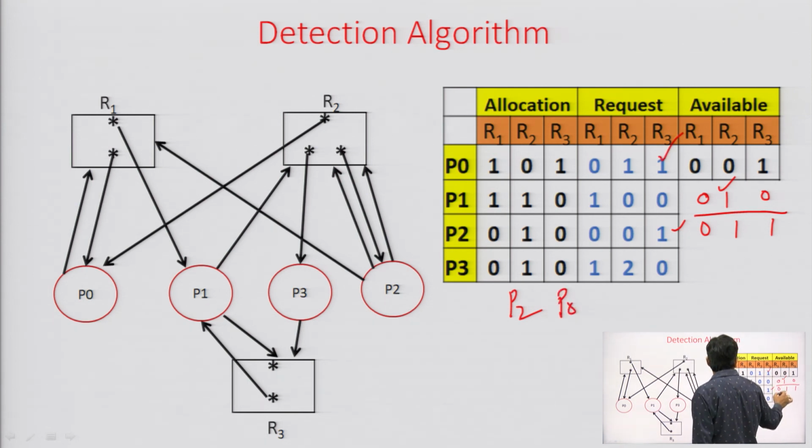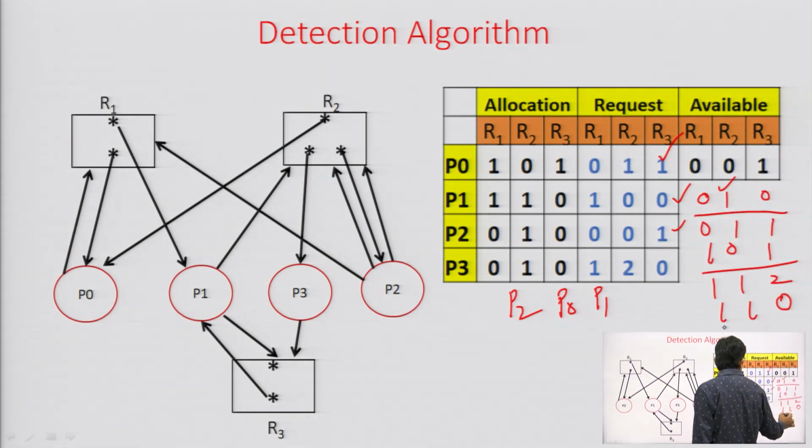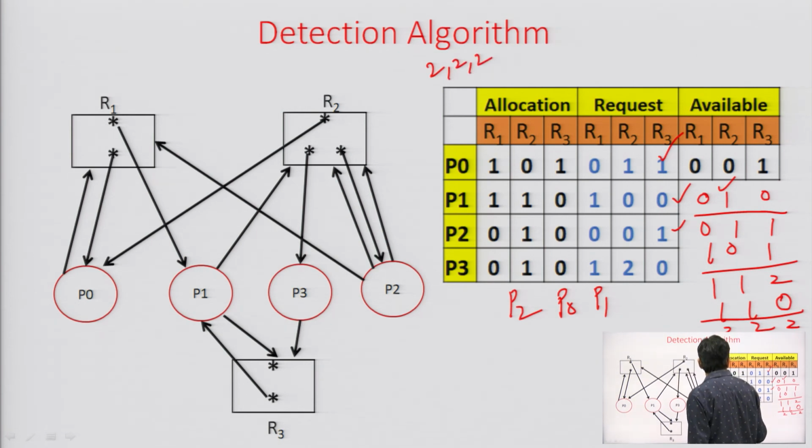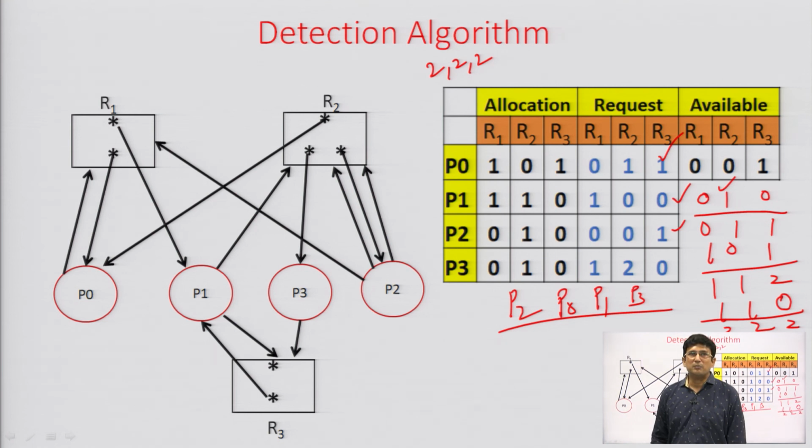So then P0 finishes. So 1, 1, 2 is the new available. You can satisfy the request of P1 then. So P1 finishes, and so 2, 2, 2 is available after P1 completes, and finally you can satisfy the request of P3 also with this. So all of these can complete. So you can say that the system is not in deadlock.